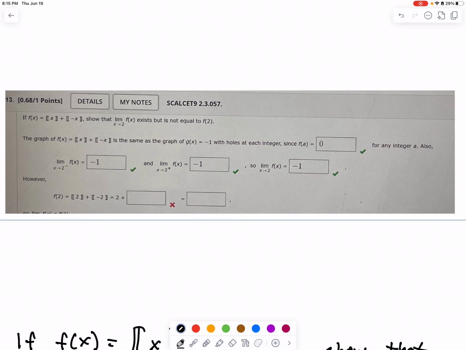Let me see when x is 1. But it seems like at the integers, we get a value of 0, with holes at each integer, right? So it's basically going to be a flat horizontal line, but there's a whole bunch of gaps. There's going to be a hole at each integer, and then each integer is going to have a value of 0. And the rest of the function is going to be a flat horizontal line between each integer of -1. Okay. So then I think you got the first part.